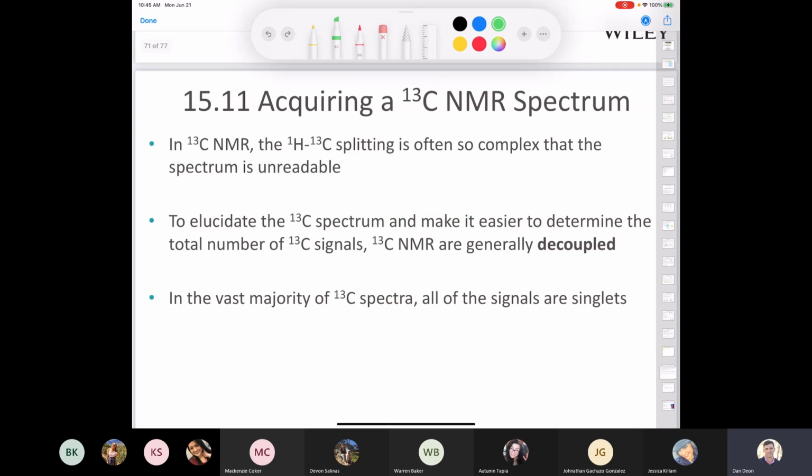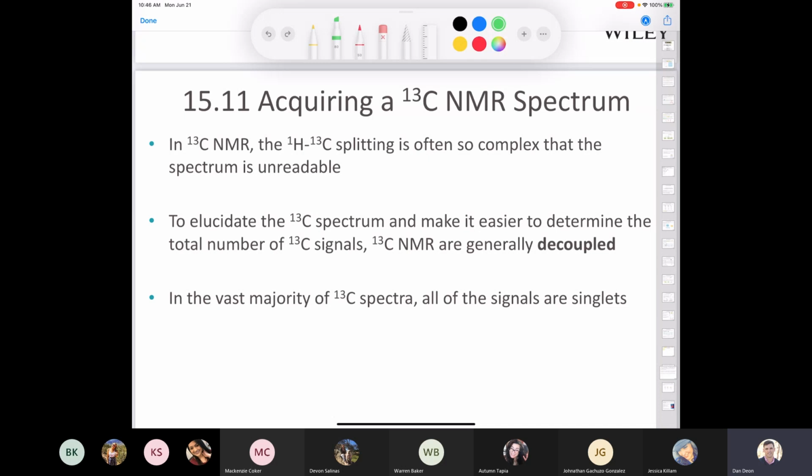So in carbon-13, there is proton carbon-13 splitting. However, what happens is that it's really complex, so a lot of the signals will overlap, and then it becomes unreadable. So it's not really useful. That's the problem. Again, you do get splitting, but it's not really useful to read it. It's really hard to read it, as a matter of fact.